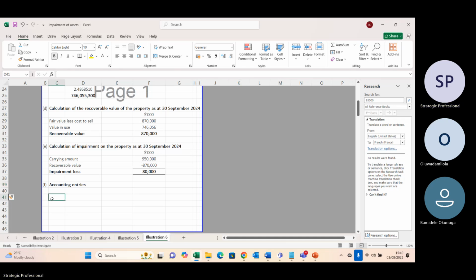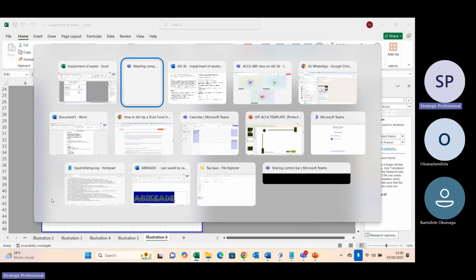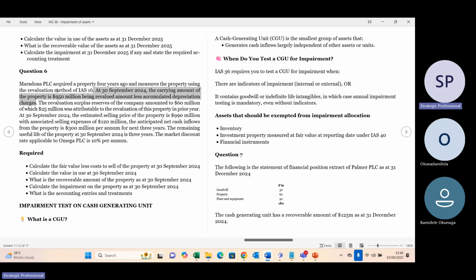In this case now, let's go back to the question. They said Maradona PLC acquired the property 4 years ago and measures the property using the revaluation model of IAS 16. At 30th September, the carrying amount, and so on. Now, you agree with me that under IAS 16, there are two models. We have the cost model and the revaluation model.